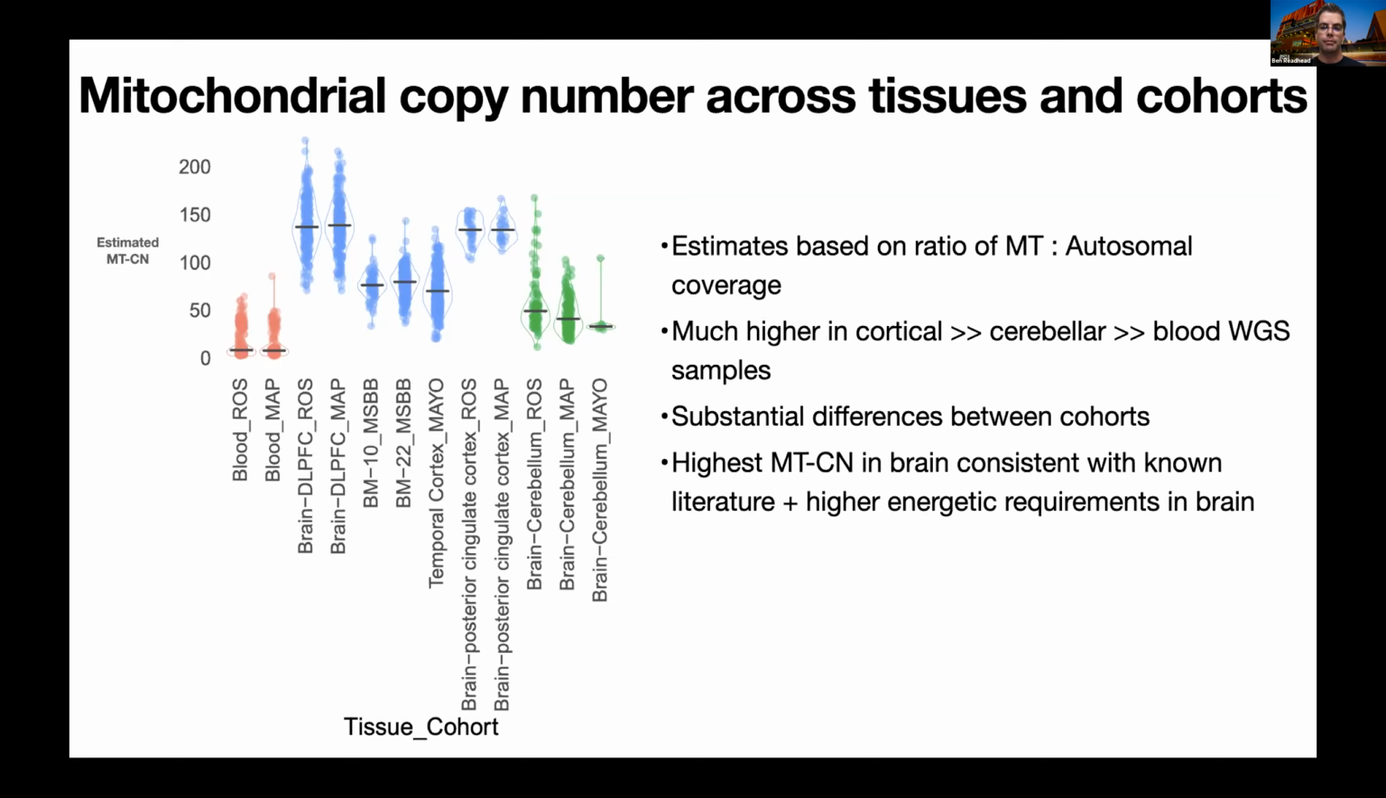There are some high-level observations. We see much higher estimated mitochondrial copy numbers in cortically derived samples, more so than cerebellar samples, and more so again than blood-derived samples. This perhaps isn't a surprise to many of us on the call, given what we know about the bioenergetic requirements of the cortex particularly, but the brain in general, compared to other peripheral tissues.